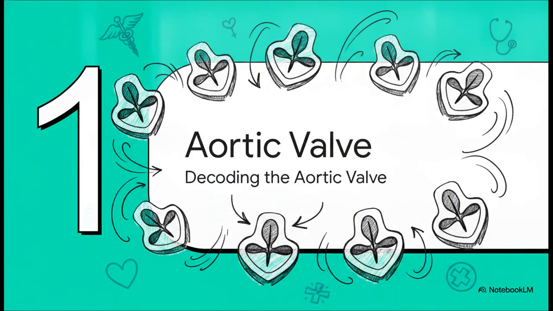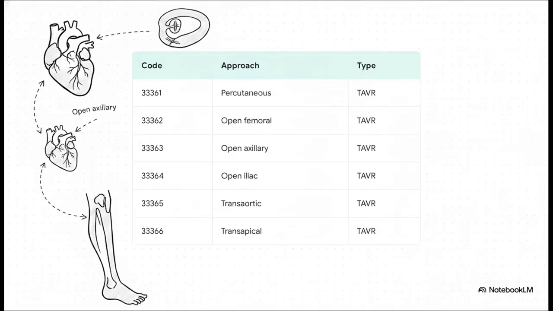All right, Section 1, Decoding the Aortic Valve. Let's dive right into arguably the densest section of the book. When we look at TAVR, transcatheter aortic valve replacement, the coding matrix perfectly maps the physical anatomical approach directly to the alphanumeric code. It's actually a pretty beautiful progression. Check this out. 33361 represents the percutaneous femoral approach. Moving down, 33362 is open femoral, 33363 is open axillary, 33364 is open iliac, 33365 is transaortic, and finally, 33366 is transapical. You literally just follow the surgeon's hands to find your code.